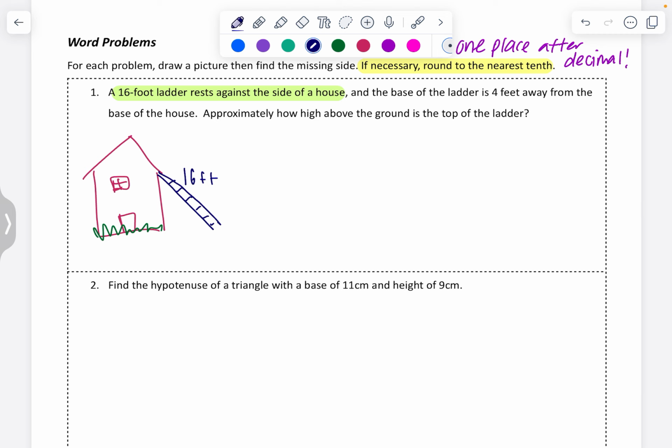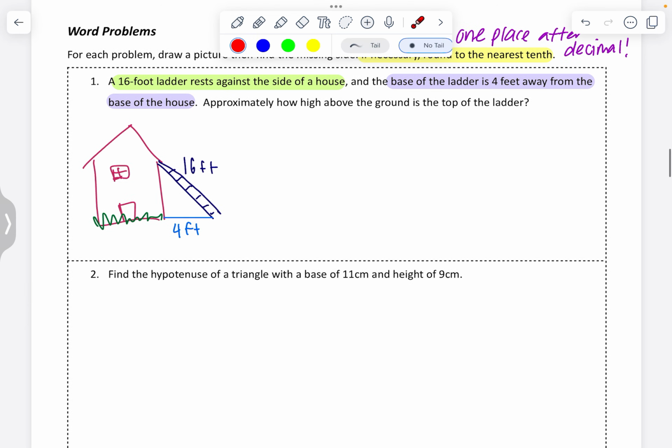Okay? And the base of the ladder is 4 feet away from the base of the house. So that means, and this creates our triangle, that this measurement right here, the base of the ladder, is 4 feet away from the base of the house. So this is 4 feet. It's asking us to solve approximately how high above the ground is the top of the ladder. So here's the ground, here's the top of the ladder. So here we are going to go and calculate the height, right?